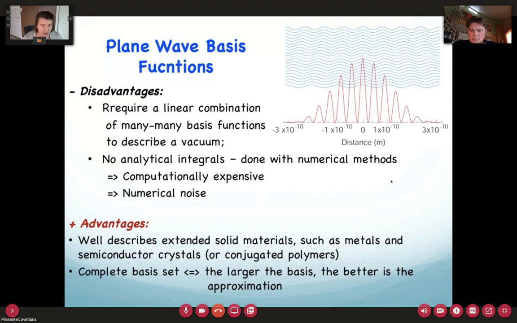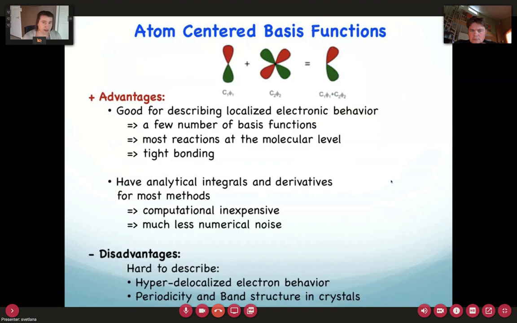Now, atom-centered basis functions. And I'm showing these PD orbitals. You can put them together, getting some new wave function. Of course, we're not using one or two, as already discussed. We need to have many of them to really create a good basis set. So advantages: good for describing localized electronic behavior, such as in molecules, small molecules. Then you really need only a few basis functions, not a big amount of them.